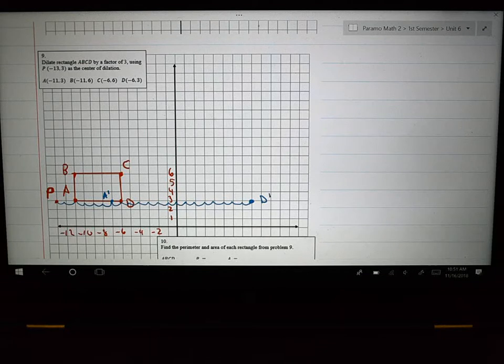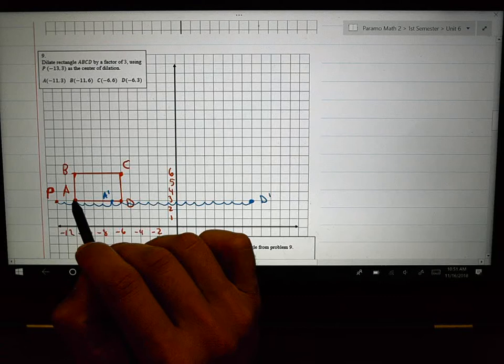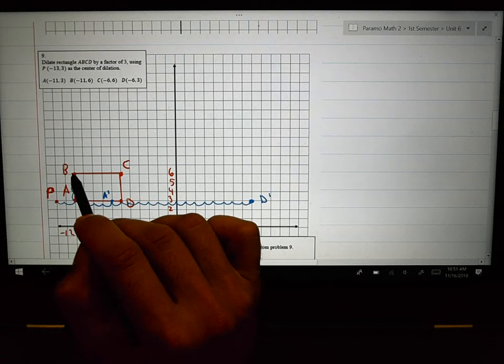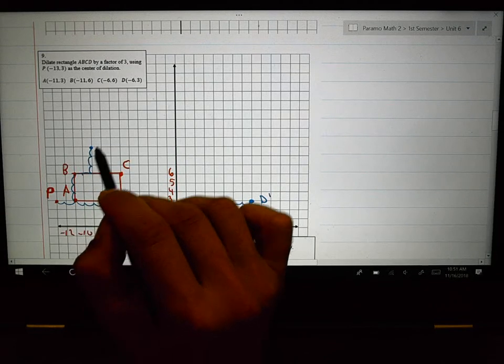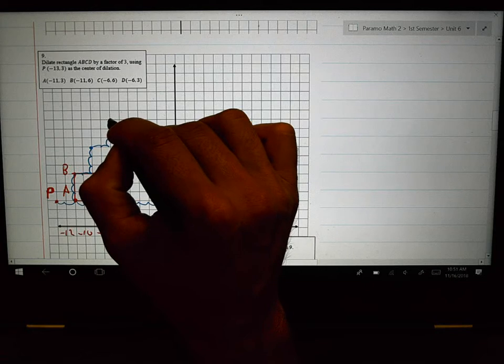For B, I went to the right 2 and up 3. So I'm going to do that 3 times. To the right 2, up 3. That's the second time. To the right 2, up 3. That's the third time. This new spot is B prime.